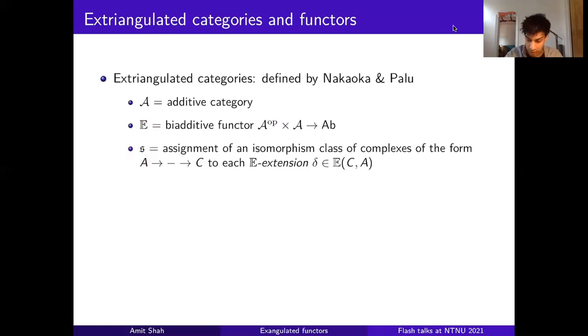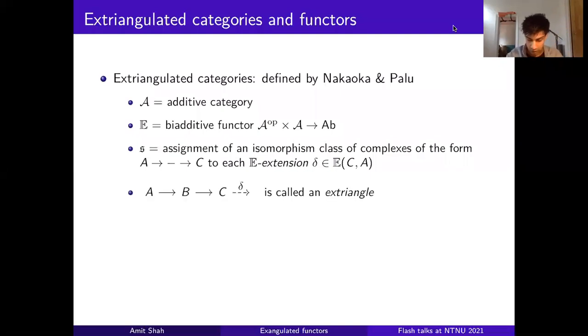So what it does is it assigns to each element delta of my extension group, this boldface E(C, A), an isomorphism class of a complex of the form A to B to C. And the isomorphism is given by fixing A and C, and then the map between the middle terms is asked to be an isomorphism.